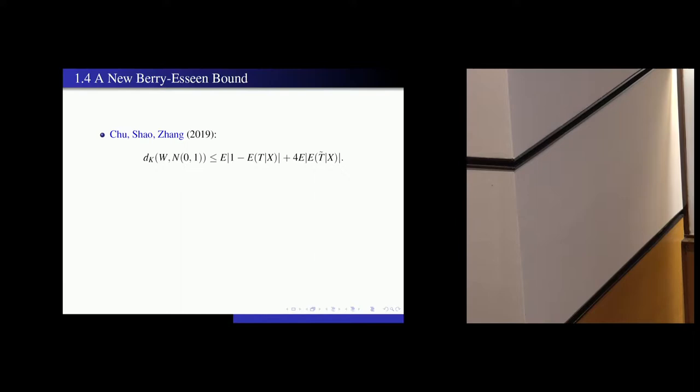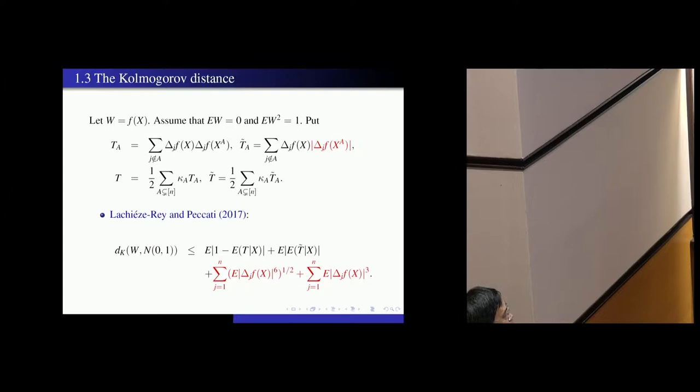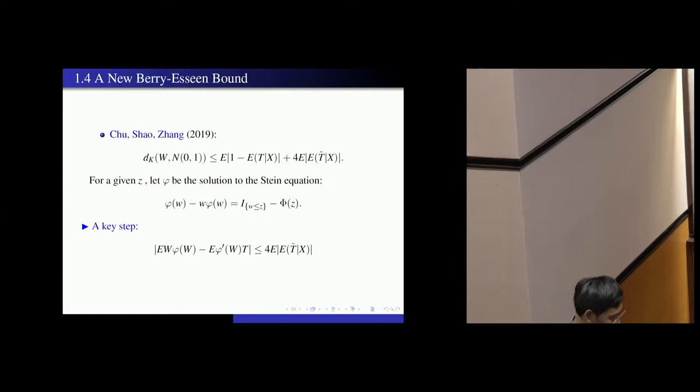So what I want to share with you is that we can get a new Berry-Esseen bound. What it means is that we can get rid of the last two terms. The first two terms are actually good enough to get the Kolmogorov distance. So let's see how to prove that result, because I think we can use a few pages, maybe one or two pages, to share the proof of this result.